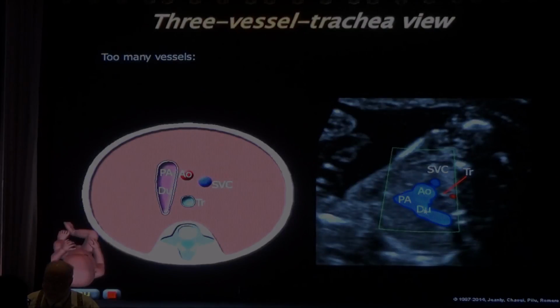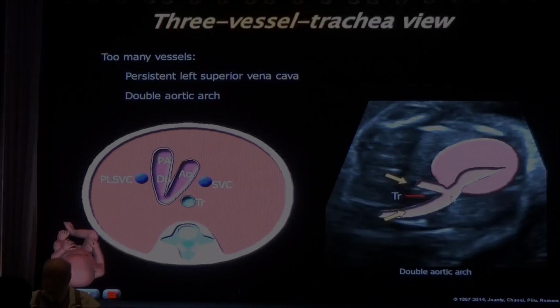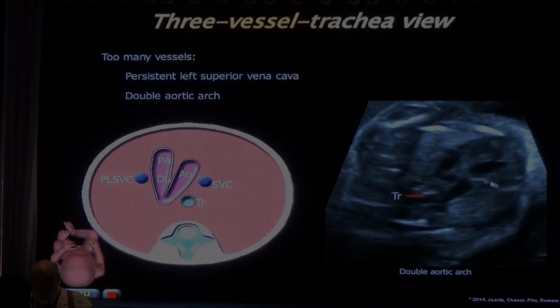Here we have the three-vessel view. We have the trachea over there, and we have the azygos over here, and there behind, remember, is esophagus. No more finding. Here we have a baby in which the left outflow tract has a division here. There's a rapid division of the two. This is a double aortic arch.